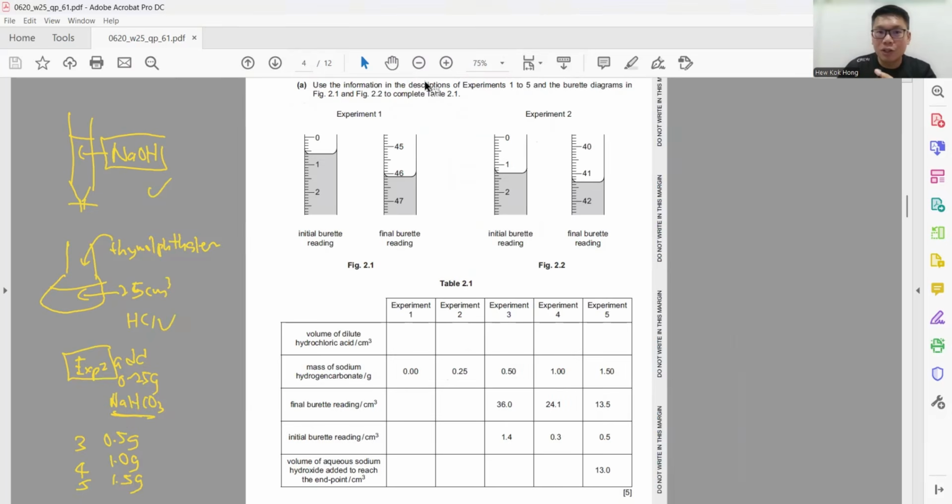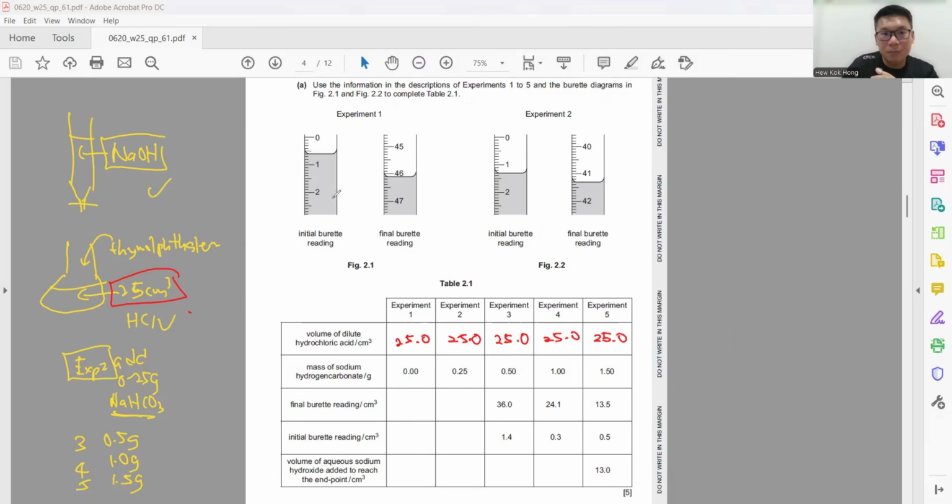So use the information in the description in experiments 1 to 5 and the burette diagram in 2.1 to 2.2 to complete this table. The volume of dilute hydrochloric acid, all of them are using 25 cm3, and ensure all of them we are using 1 decimal place. Then the mass is this.